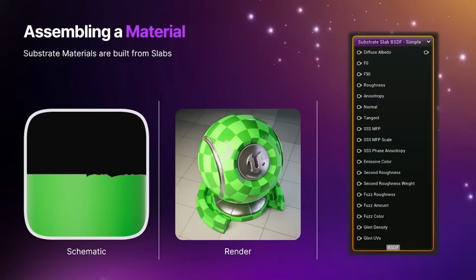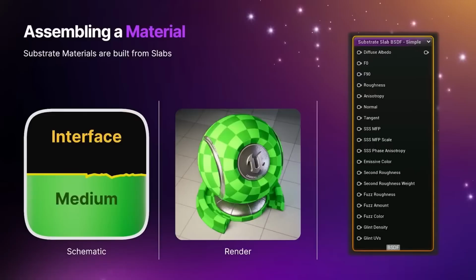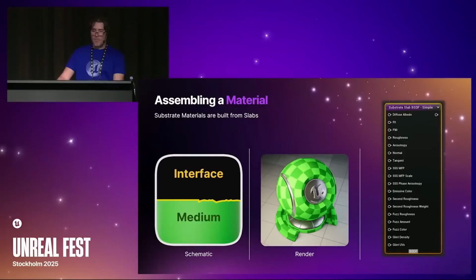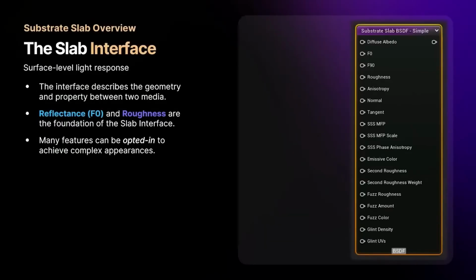Every slab is composed of 2 core components, an interface and a medium. And together, these define how light interacts with the material, both at the surface and within the volume. So let's dim out the inputs that aren't actually a part of the interface.